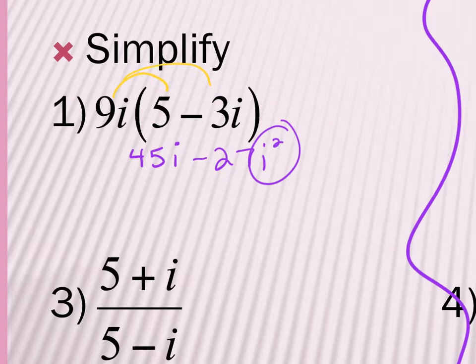The i squared becomes, let's try this again. i squared becomes negative 1, and this is 45i plus 27. So remember, when you're writing these answers, it's going to ask you to put it in standard form, which means the i term comes last, or the b comes last. So it's 27 plus 45i.